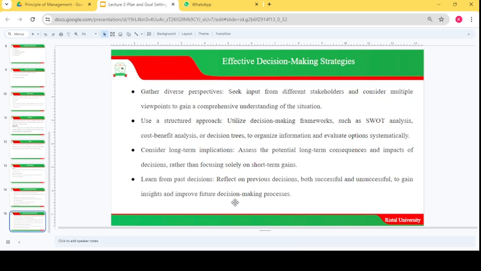And then we need to consider the long-term implications by assessing the potential long-term consequences and impacts of the decisions rather than focusing solely on short-term gains. And then we also need to learn from past decisions. We need to reflect on previous decisions, both successful and unsuccessful, in order to gain insights and improve the future decision-making process.